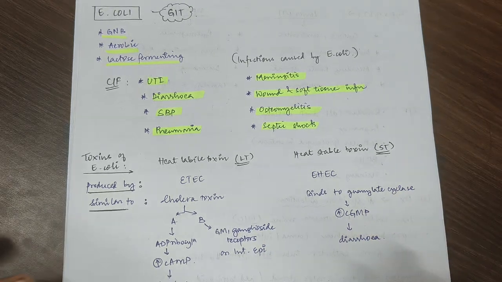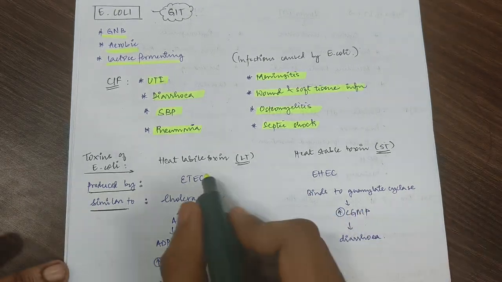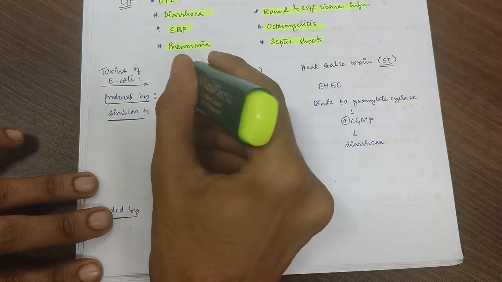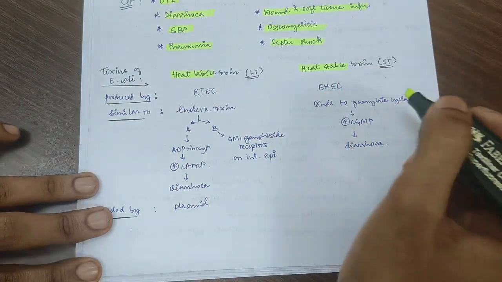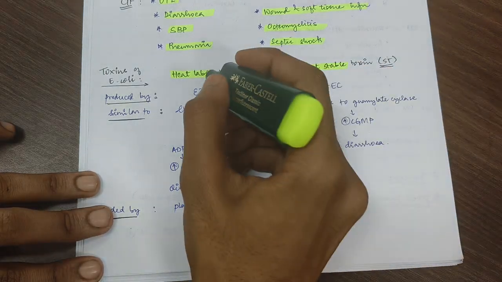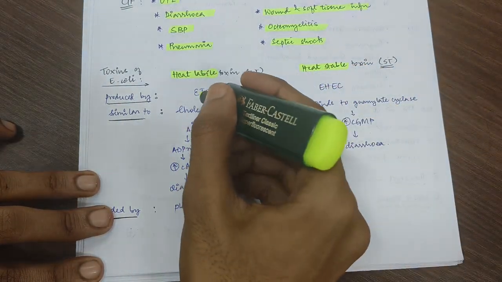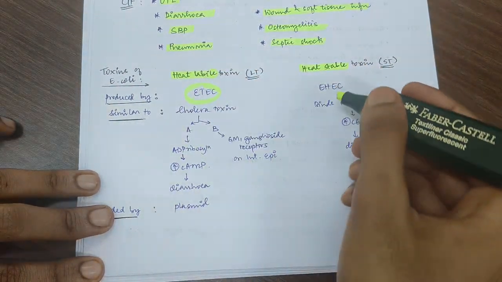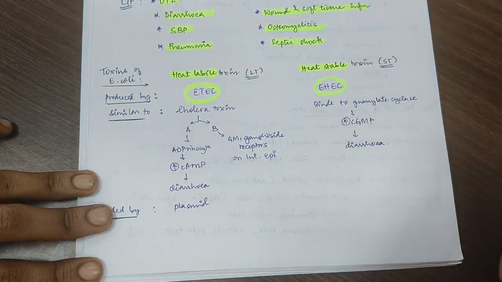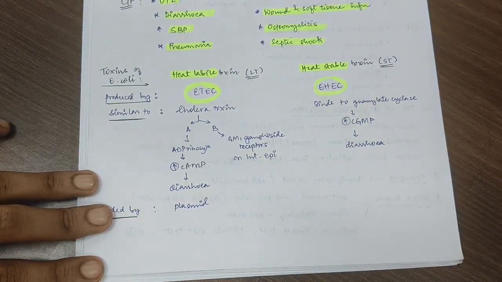So what are the toxins produced basically? There are 3 toxins. We are going to compare these two, and the rest I am going to write later. First is heat labile and heat stable. What do you mean by labile? It is not stable with heat, that is why it's called labile. It is produced by enterotoxigenic E. coli. Heat stable is produced by enterohemorrhagic E. coli. There are 6 strains of diarrheagenic E. coli. I will be telling you later.